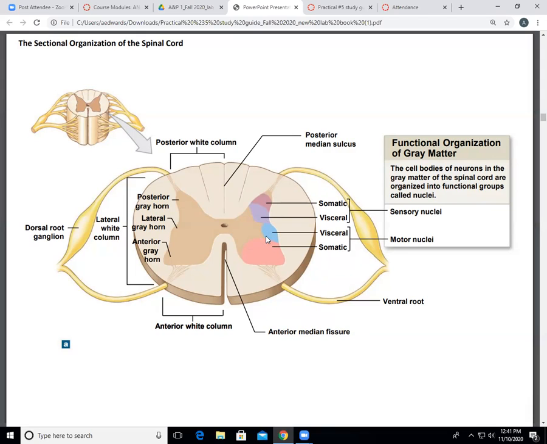All right, for motor nuclei, somatic nuclei are here for motor signals for skeletal muscle. Motor signals for smooth muscle, cardiac muscle, and glands are located here toward the lateral gray horn, whereas somatic is more toward the anterior gray horn.